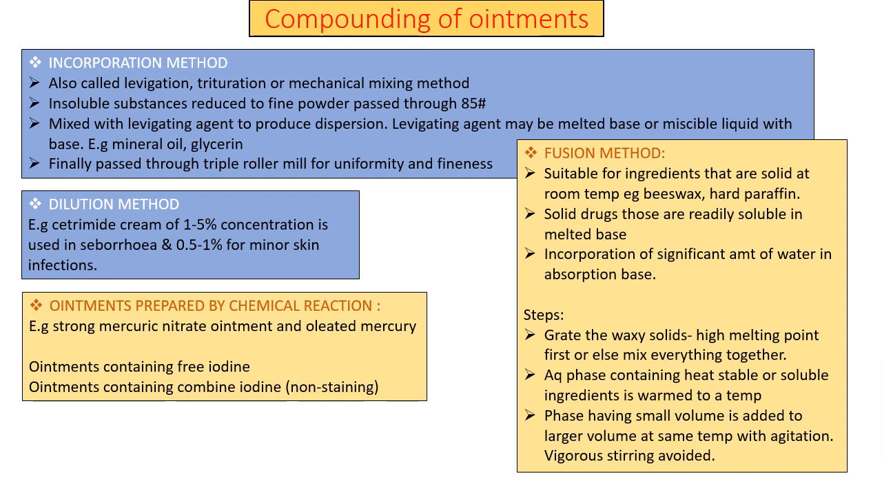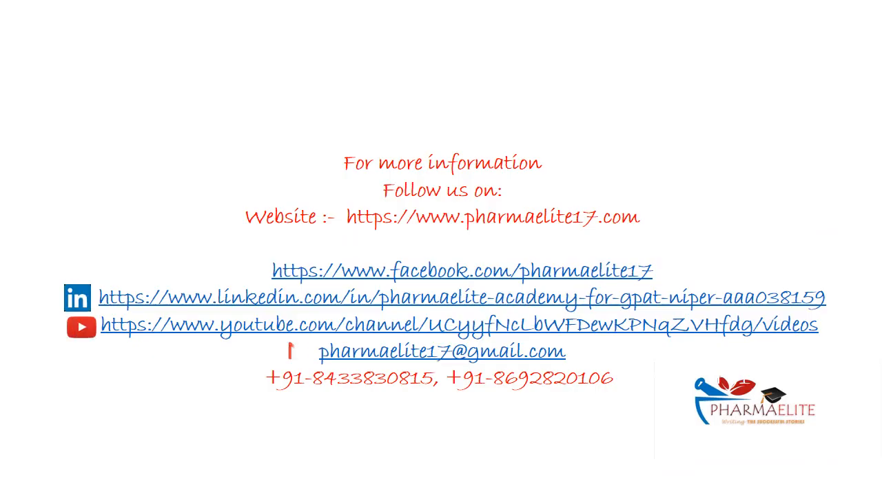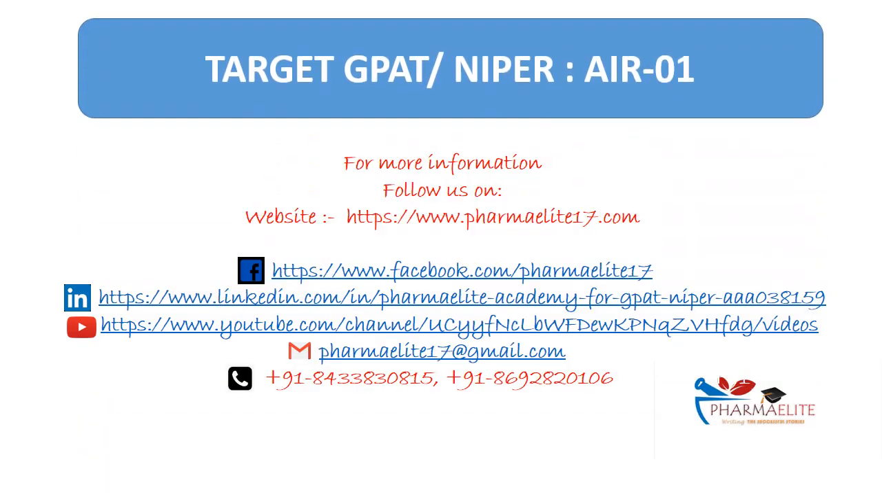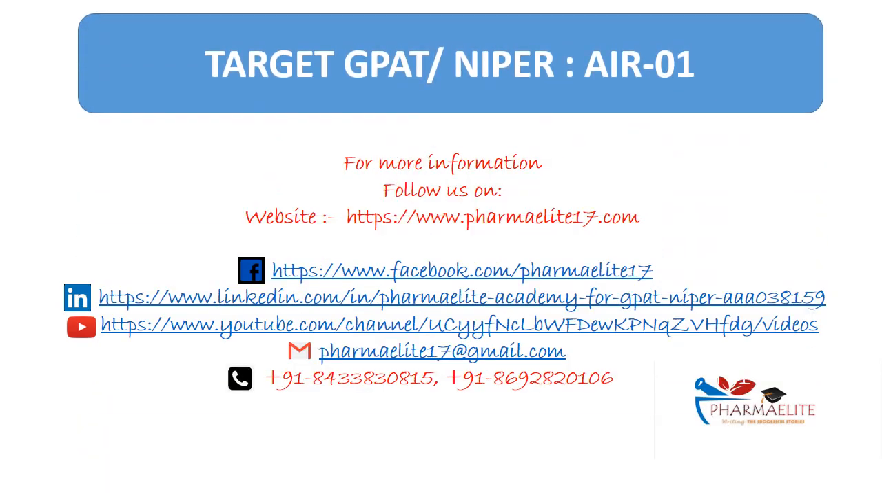Don't forget the examples: strong mercuric nitrate ointment and oleated mercury. Don't forget in the fusion method, beeswax and hard paraffin are the examples. Don't forget cetrimide cream is made by the dilution method in two different concentrations. One is 1 to 5% concentration for seborrhea, another is 0.5 to 1% concentration for minor skin infections. What is the other name of the incorporation method? Levigation, trituration and mechanical mixing. Don't forget the examples of levigating agents, mineral oil and glycerin.